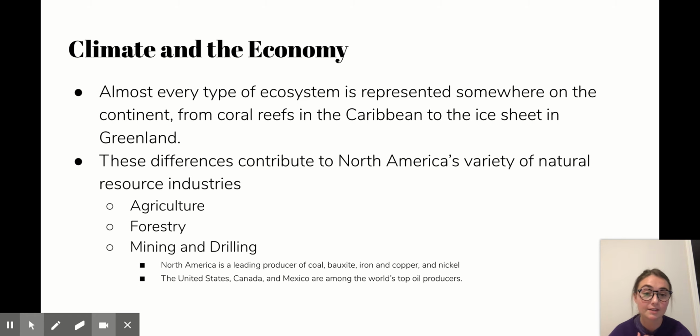So, because of the vast amount of ecosystems and climate types, the North American economies have been able to differentiate and develop all of these industries and not just focus on one of them, as a lot of countries have to do.